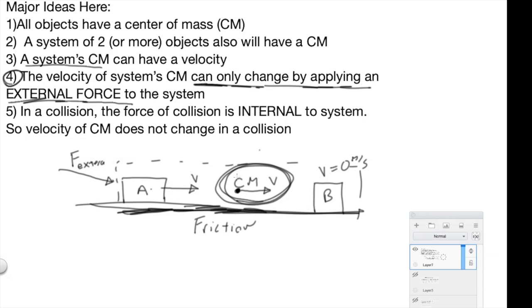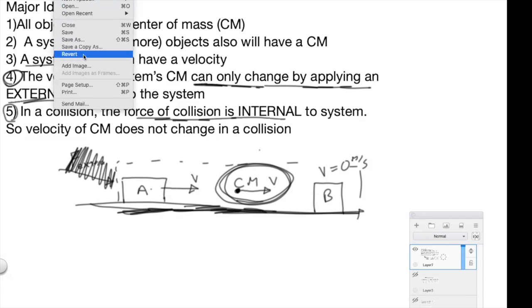But if there was zero friction and zero external force, the velocity of the center of mass is going to be constant. All right, now number 5: in a collision, the force of the collision is internal to the system.